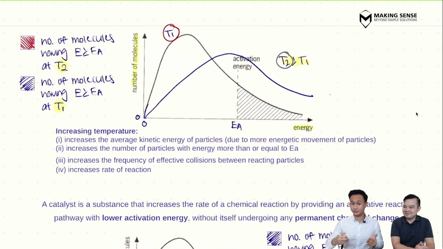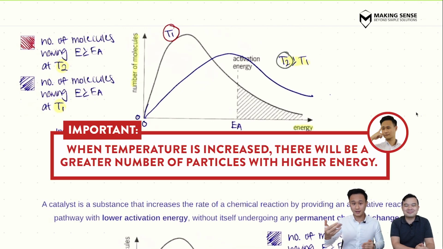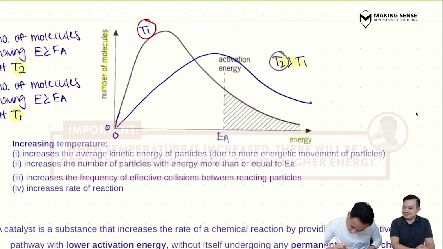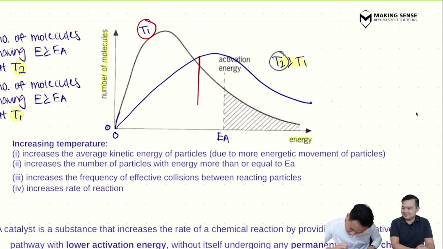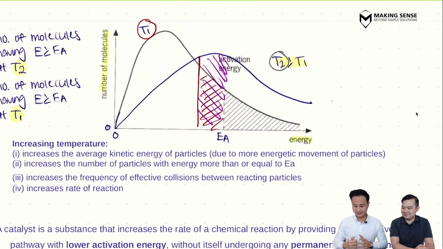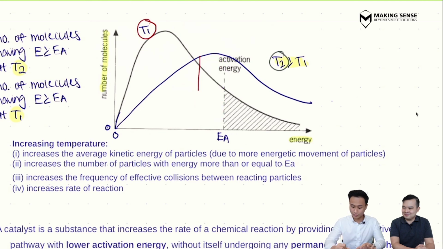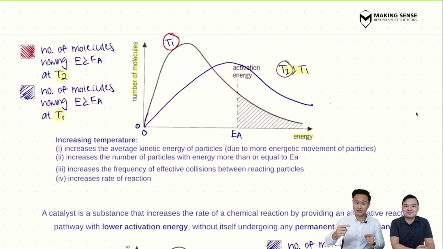Now, I'll explain to you why. When you increase temperature, there'll be a greater number of particles with higher energy. So if I shade this region here, you will see that for the temperature T1, the area at higher energy is smaller than the area for the T2 graph. You can see that, all right? So this brings me back to the whole idea of activation energy. We're going to focus on the activation energy because we know if there are more particles with energy greater than the EA, then the reaction will be faster.